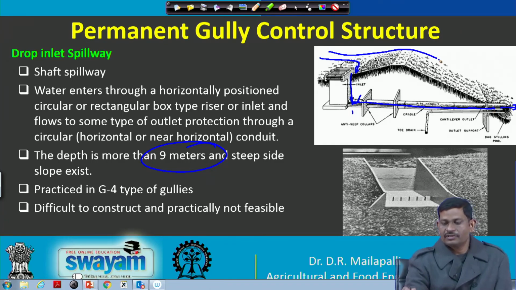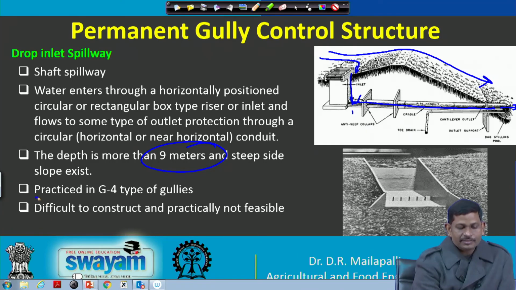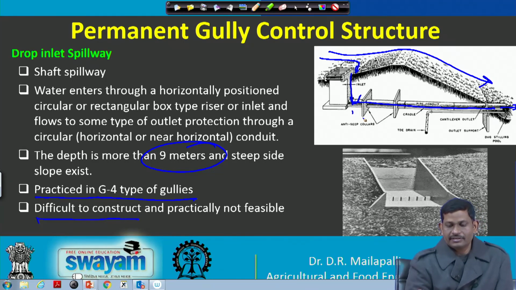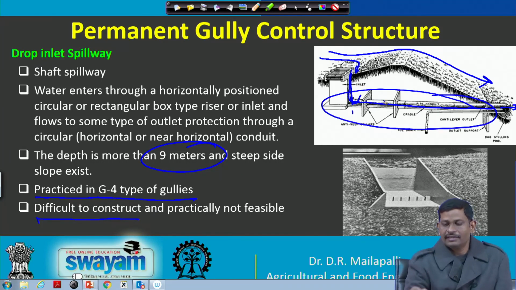So, the excess water will generally pass through this, okay, and this is practiced in G4 type gullies. It is difficult to construct relative to the chute spillway, because there is an inlet pipeline, so careful design is required. This is also known as a shaft spillway because the water goes down and there is a shaft inside. This is a shaft spillway.